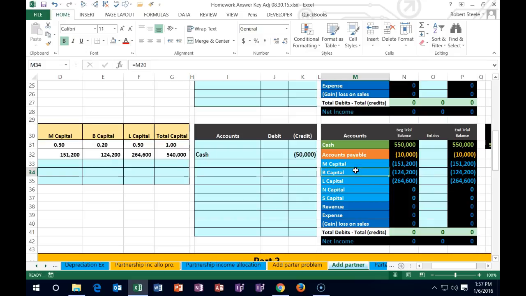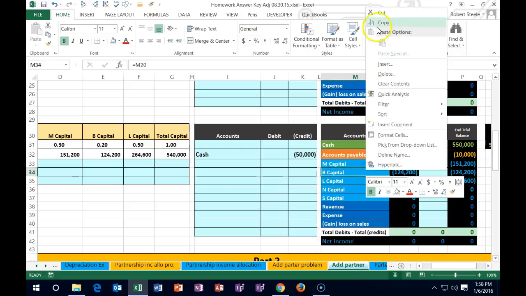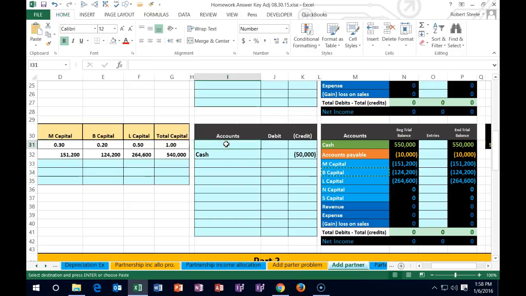For us, we need to take this down to 0. There's 124.2. B's now gone. So how do we make that go down to 0? We do the opposite thing to it. So we're going to debit it. That's a credit represented by the brackets. We're going to debit it. So I'm going to copy that. I'm going to put that in I-31. Right click, paste it to 1, 2, 3. And we're going to put it in there for 124.2.